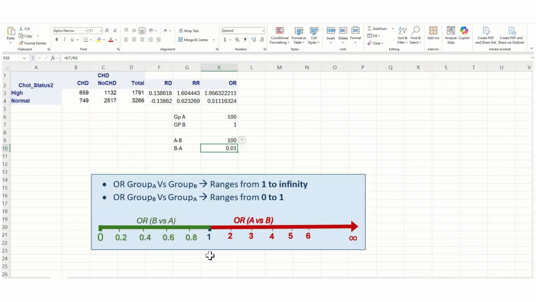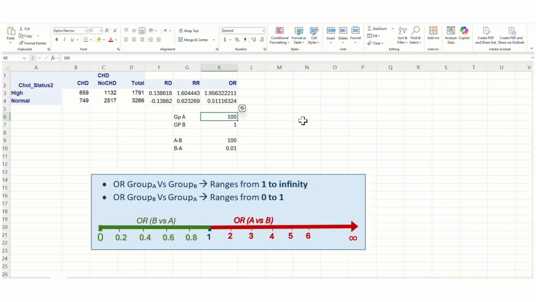Please do remember that when it comes to fractions, the neutral value is 1, in contrast to subtractions where the neutral value is 0, which means that there's no difference. But when it comes to fractions, 1 is the neutral value, because that means there is no difference in the ratios. For example, if in group A the odds is 1 and in group B the odds is 1, then 1 over 1 is 1. So the neutral value 1 indicates that there is no difference between group A and group B. This is in contrast to what we studied with means or continuous variables, where 0 was the neutral value.